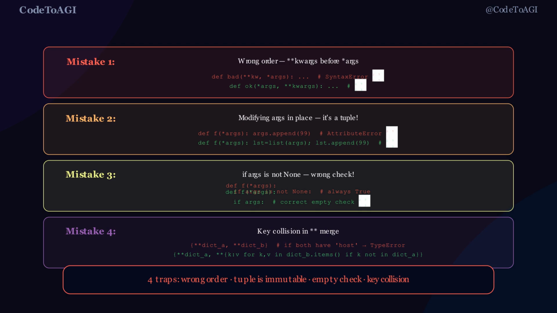Mistake 4. Name collision in ** unpacking. If you unpack 2 dicts that share a key, Python raises TypeError. For example, **dict_a, **dict_b. If both have a key called host, TypeError. Merge manually with a comprehension if keys can collide. Recognize these 4 patterns and you will never hit an args or kwargs bug again.